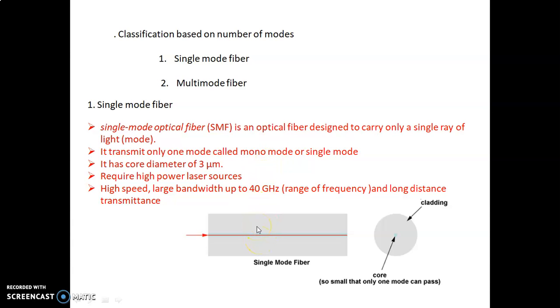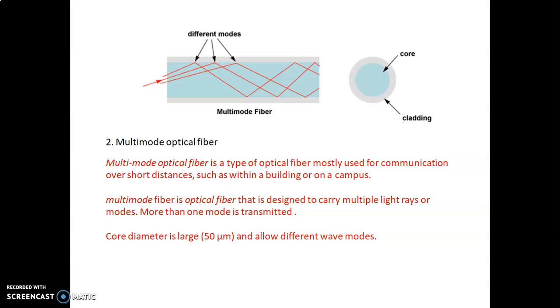Okay, and then you just see multi-mode optical fiber. The core diameter is larger while the cladding diameter is smaller. Here the core is designed to carry multi-mode, different modes. Okay, see here, the core diameter is larger while the cladding diameter is smaller. So the core is designed to carry different modes, multi-modes.